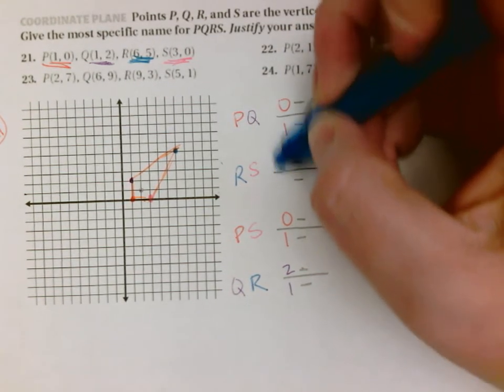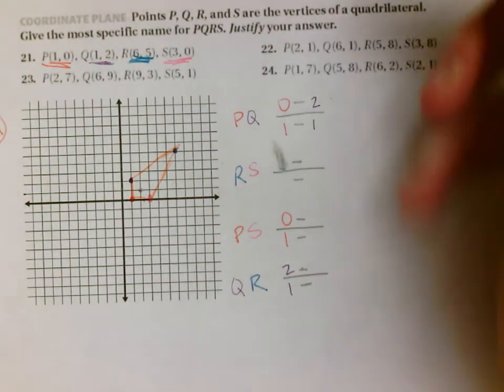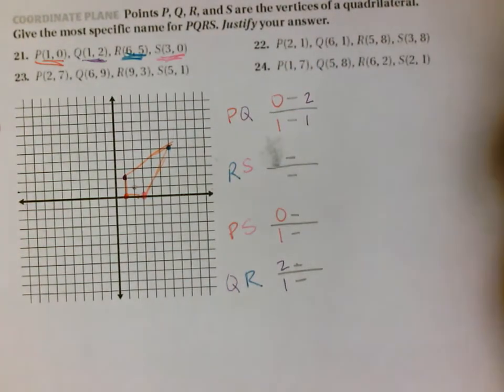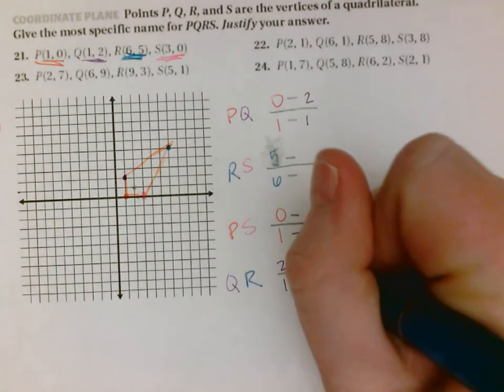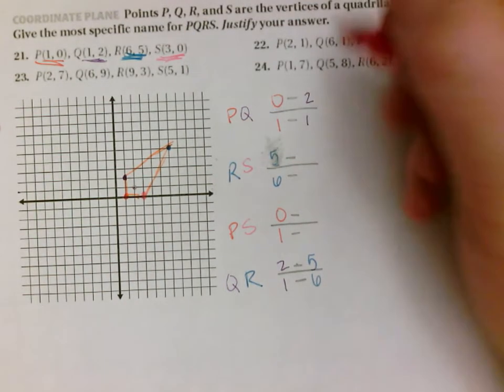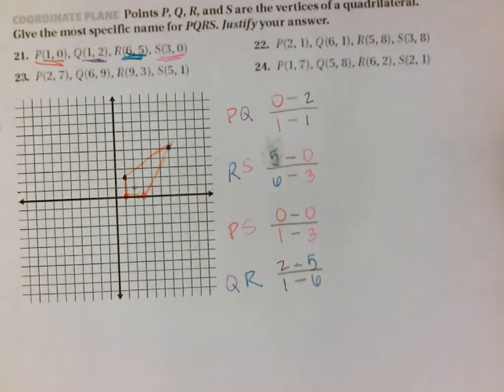I switched it. Erasable pens and pencils just are not friends. Well, we'll just go with it. R is 5, 6. And last but not least, S is 3, 0, so 0, 3, 0, 3.